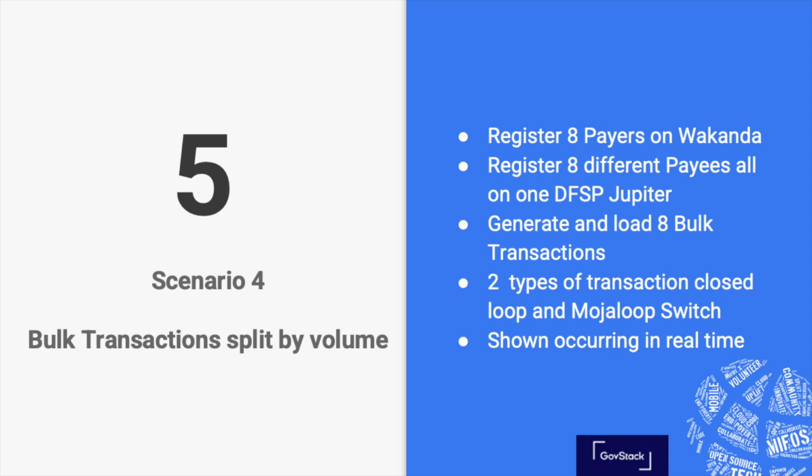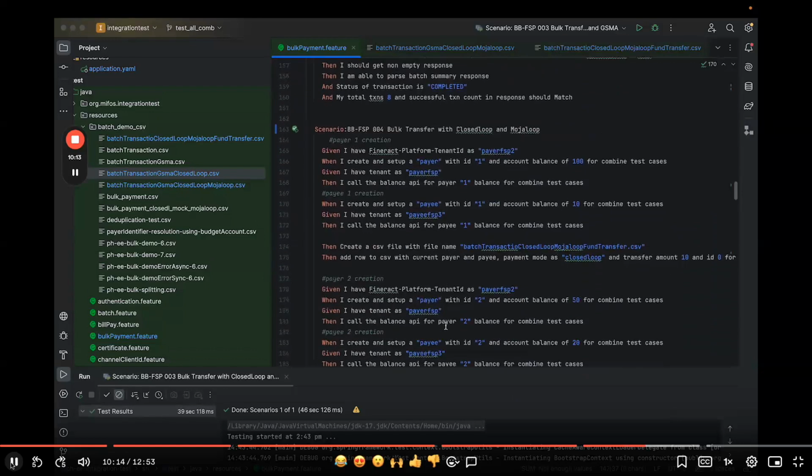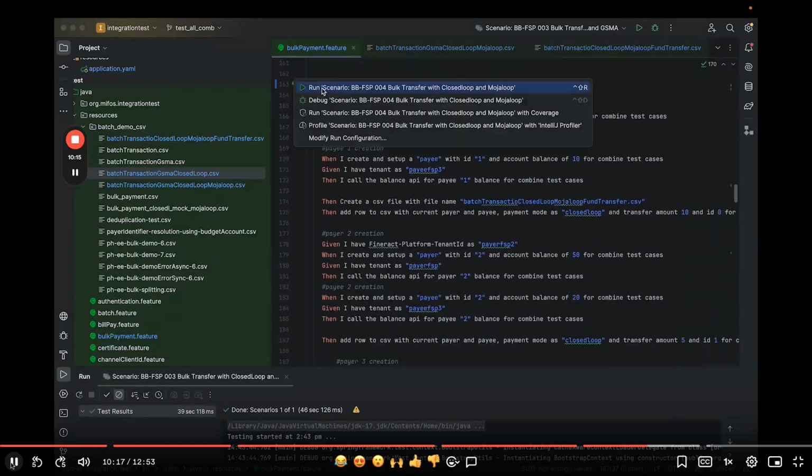So in this fourth scenario, what we're again going to see is transactions split by volume, but this time we're actually going to see the actual Mojaloop connector and see the transactions flowing into a real Mojaloop Switch instance. Moving on to the fourth scenario.